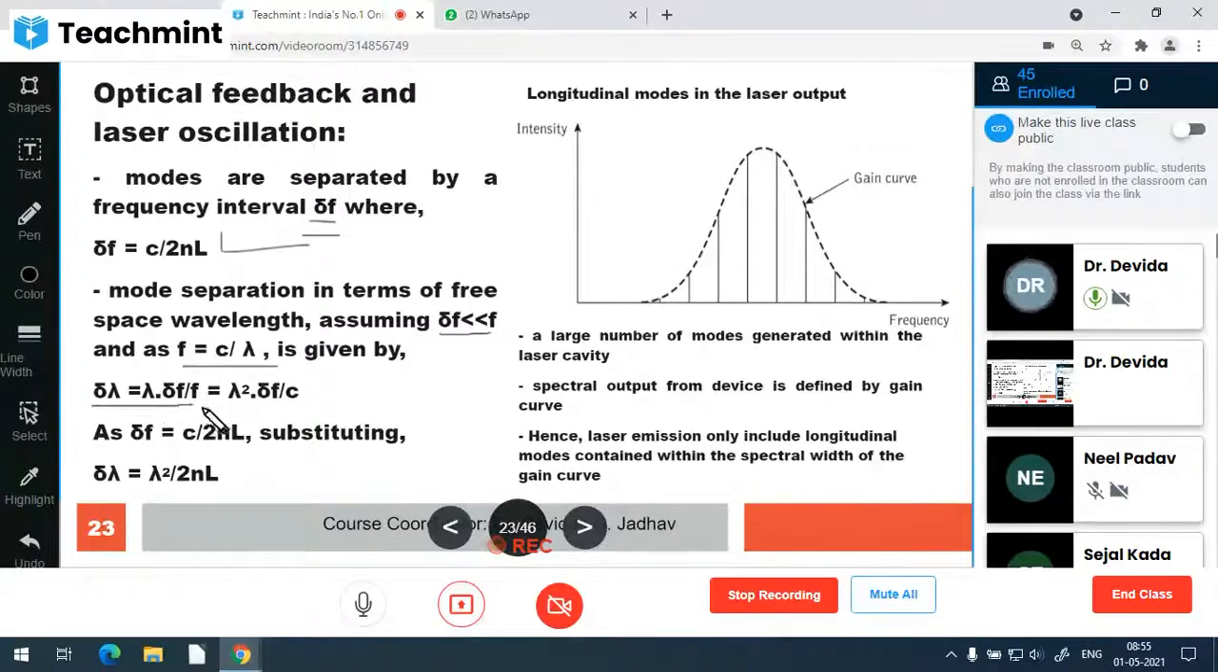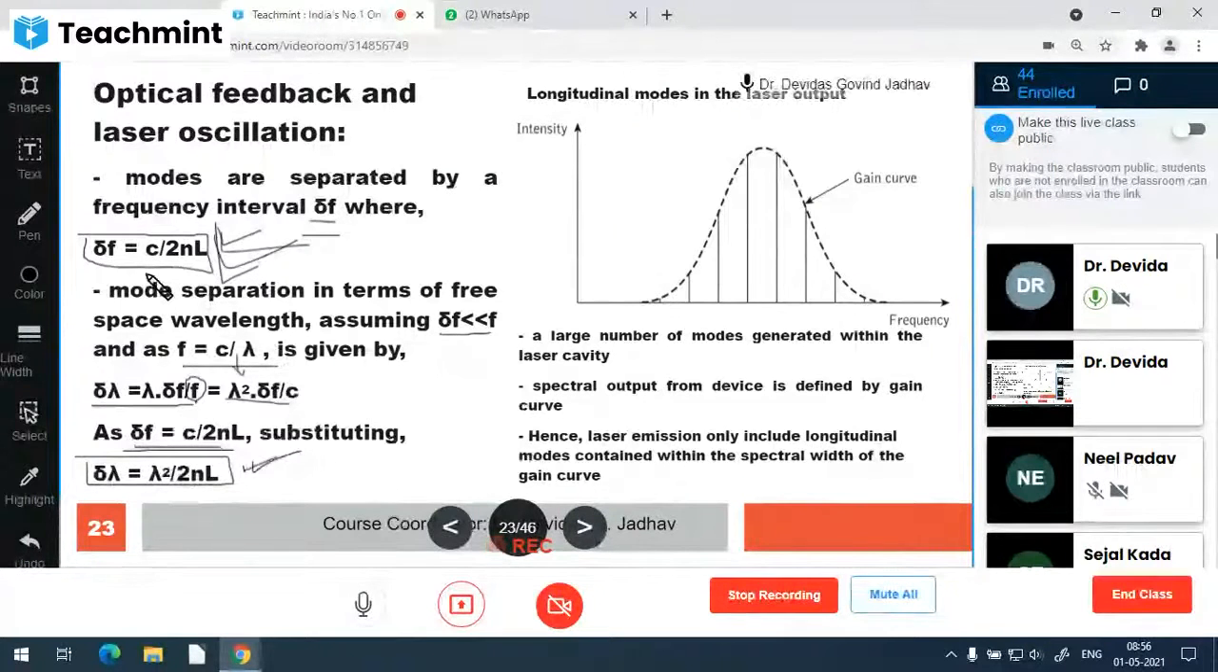If you substitute for the f, we can get lambda square delta f by c. And again delta f is substituted as c upon 2NL. Then when delta f, c upon 2NL, is substituted, we will get delta lambda as lambda square upon 2NL. So delta f is c upon 2NL, and delta lambda is lambda square upon 2NL. Delta f is in terms of c and NL. Delta lambda is also in terms of lambda and NL.